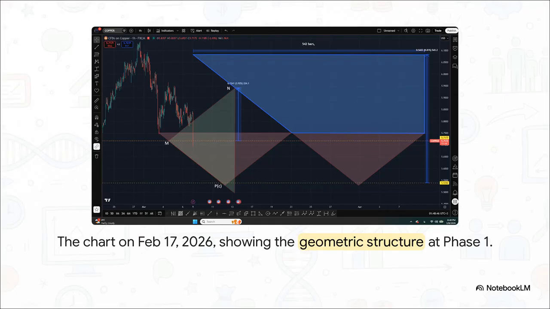And here is our first look at the model on the chart. This is the snapshot from that day, February 17th. You can clearly see the price action for copper in relation to this predefined geometric structure. This is the documented starting point, our ground zero for this cycle.